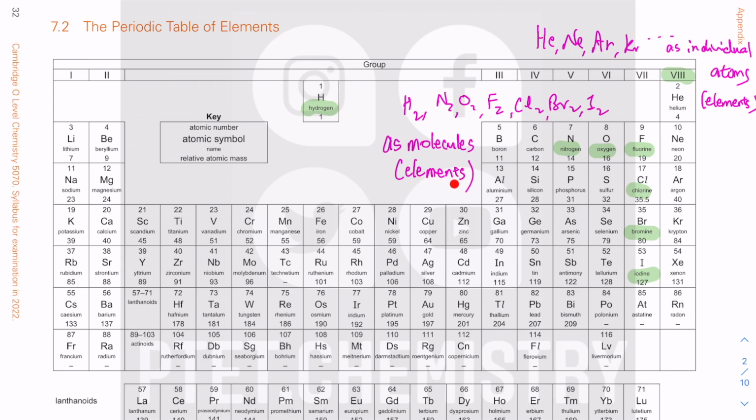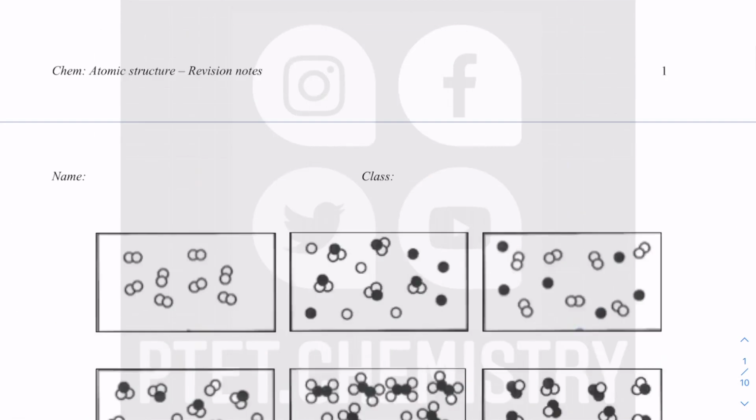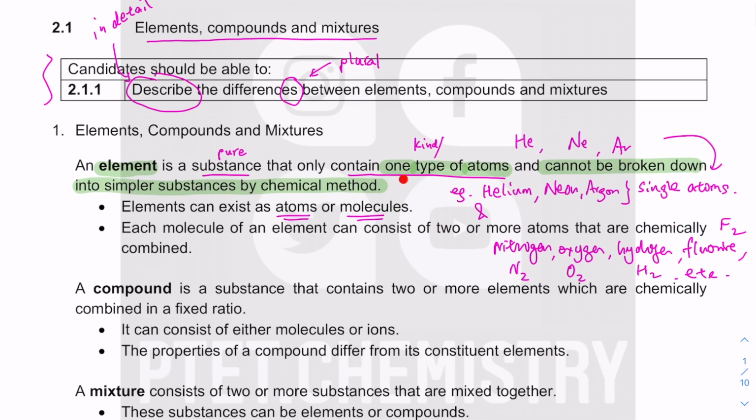Elements contain only one type of atom. As long as the atoms are the same, it is called an element. It's not a compound because the two hydrogen atoms are the same, the two nitrogen atoms are the same, and so on and so forth. Elements contain only one type or one kind of atom. They can, however, exist as atoms or molecules. Each molecule of an element can consist of two or more atoms that are chemically combined. So as I mentioned earlier, N2, O2, H2, etc.